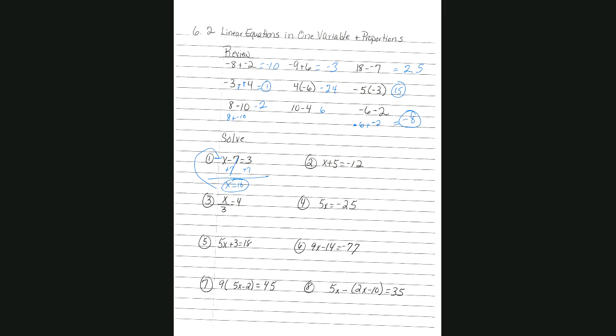All right, number 2, subtract 5. So therefore, x is equal to -17 because -12 plus -5 is -17. Number 3, this is division, so you're going to multiply. X is equal to 4 times 3, so x is equal to 12, and that works. 12 divided by 3 does give you 4. Here, this is multiplication, so you divide by 5. So x is equal to -25.